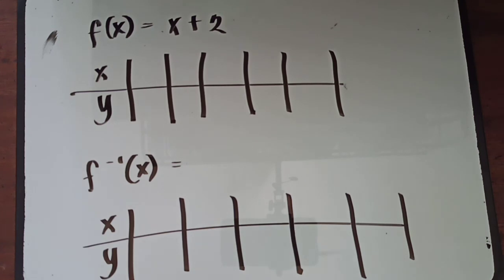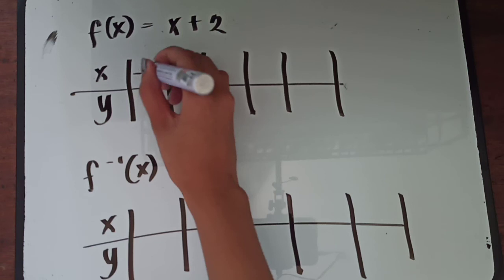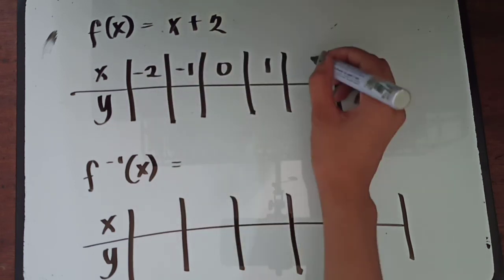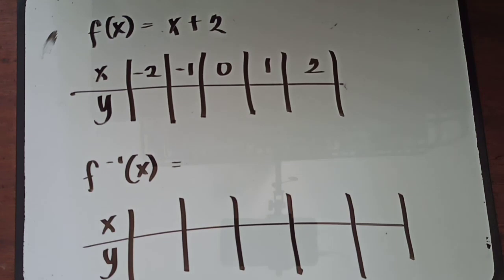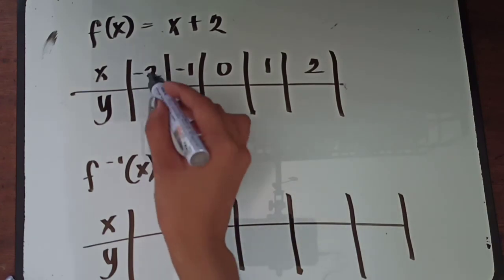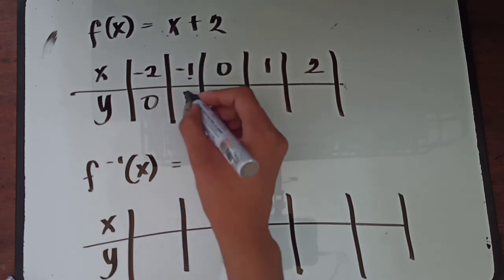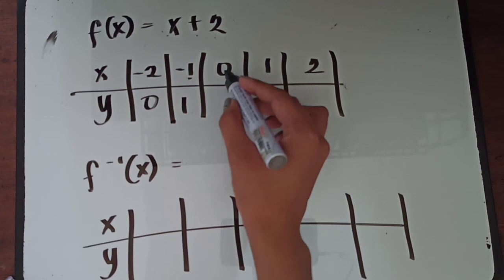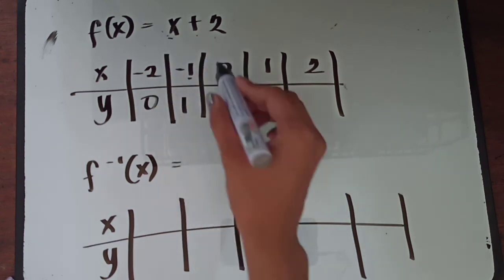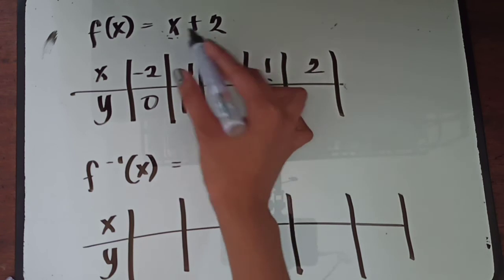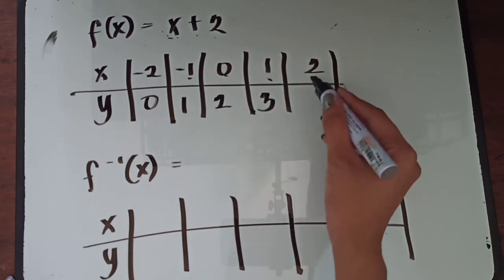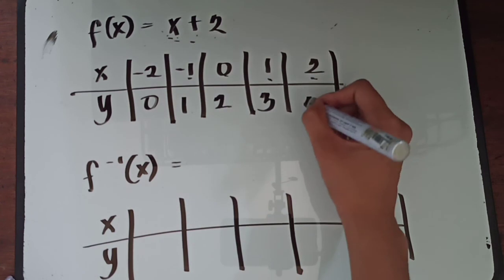So magsiset tayo ng values ni x: negative 2, negative 1, 0, 1, and 2. Okay. So again, to solve for the value of y, just substitute the value of x doon sa given function. So if x is equal to negative 2, then negative 2 plus 2 is 0. If x is negative 1, negative 1 plus 2 is positive 1. If x is 0, 0 plus 2 is 2. If x is 1, the value of y is 3. If x is 2, then 2 plus 2 is 4.